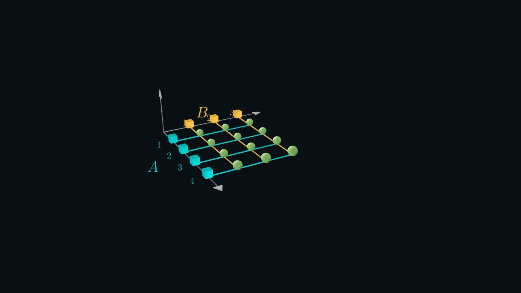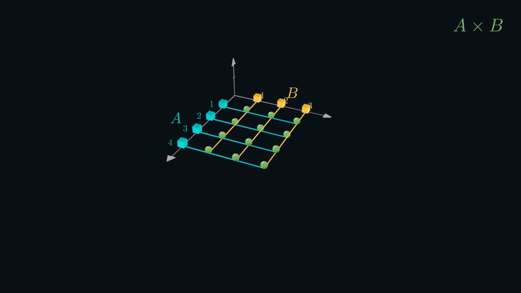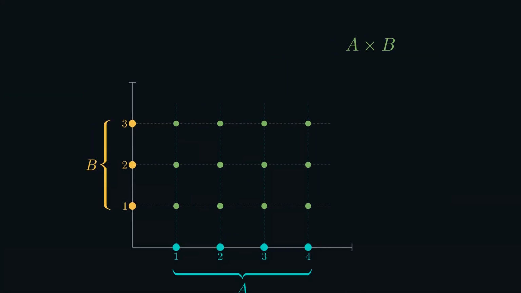If A is a set of points along a horizontal line, and B is a set of points along a vertical line, then A cross B fills out a region in the plane. Every point in that region has a horizontal coordinate from A and a vertical coordinate from B.